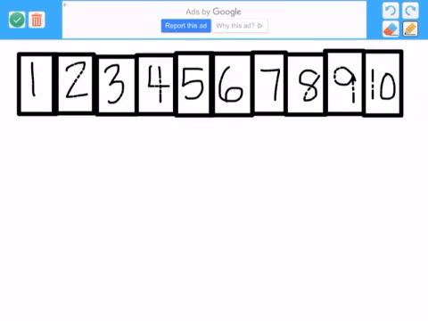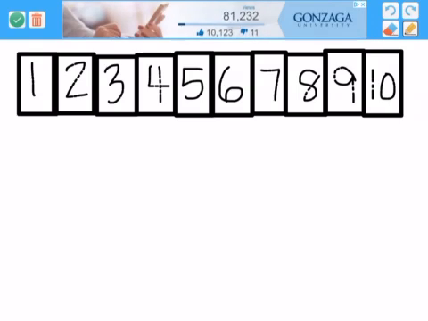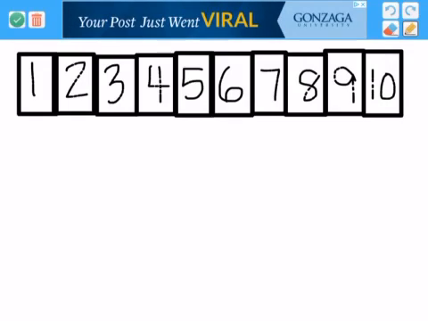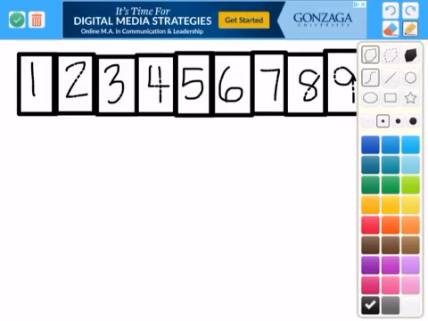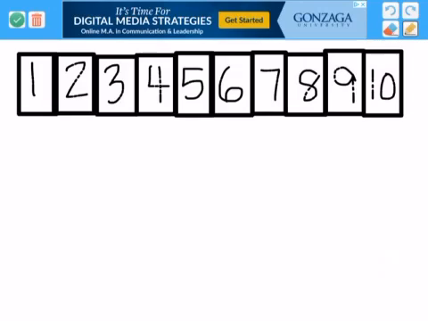So the first two problems are from the same story, but one of them is adding and one of them is subtracting. So the first one says, Joey had 5 pennies. He found 3 pennies on the couch. How many pennies does Joey have now? Okay, so this one I'm going to show you, and then I'm going to have you do the next couple on your own.